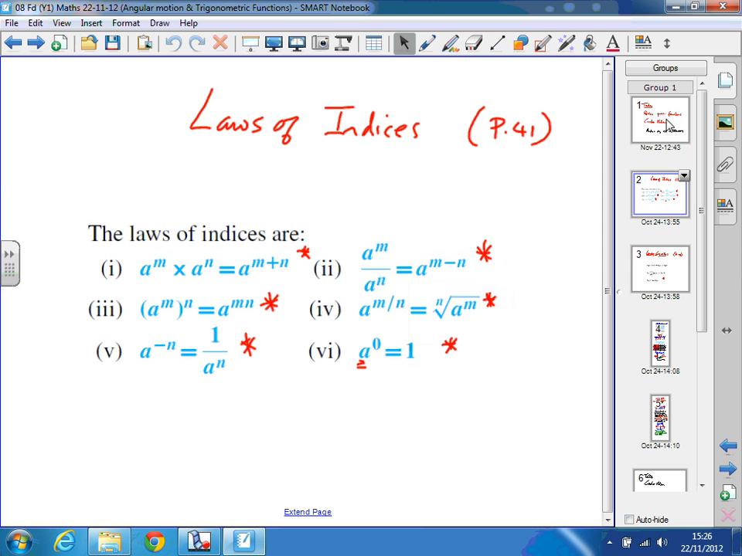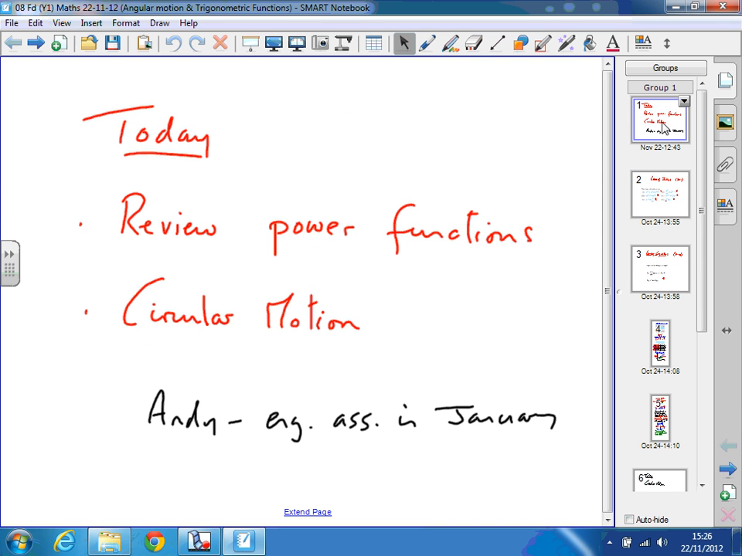So last time we were looking at power functions, and I want to review that today, and then we'll look at circular motion. And I've booked some time in the HE study area where there are computers with Autograph on, so we can try and go down there and do some work on that hopefully, but we'll see how time goes.